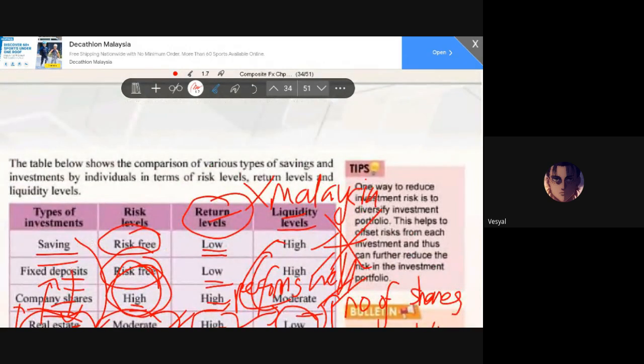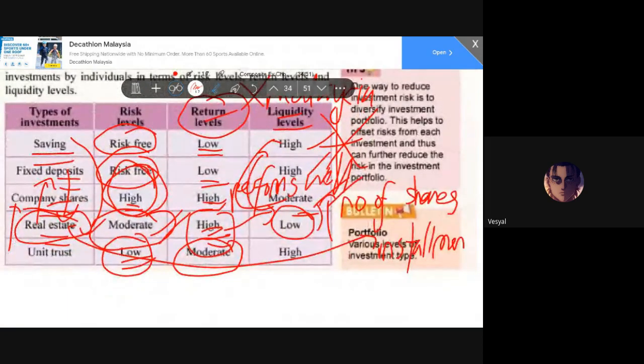Unless you have a lot of money, of course. Usually they will use the installment method. Same like your car actually. So you need to pay monthly installment, so there's a calculation for that as well. So unit trust, you can get the money back easily, high. So this is how you remember this table basically. So far okay?